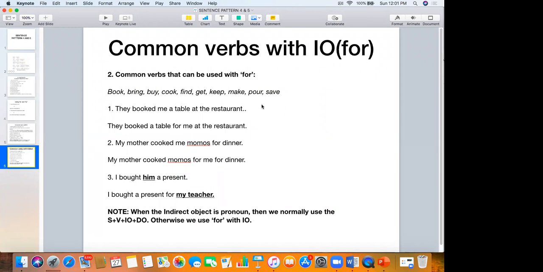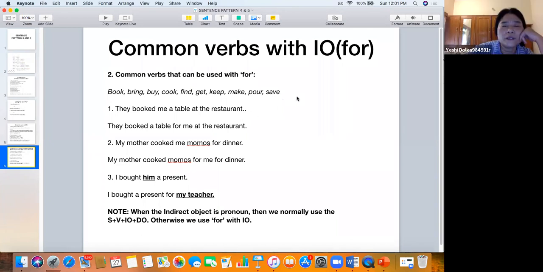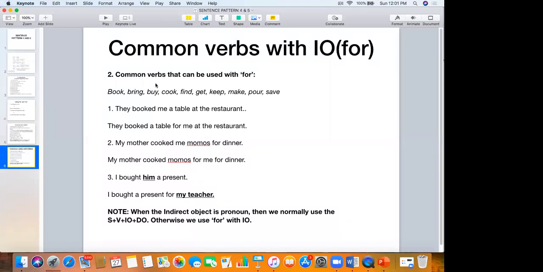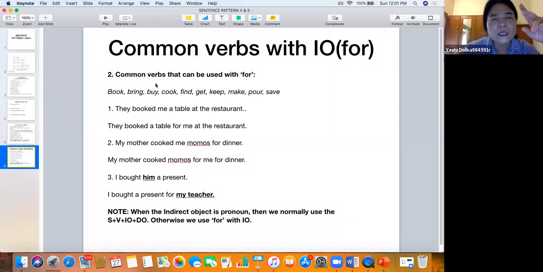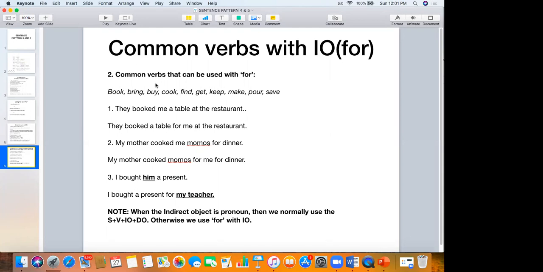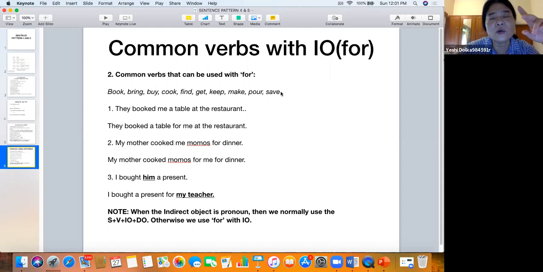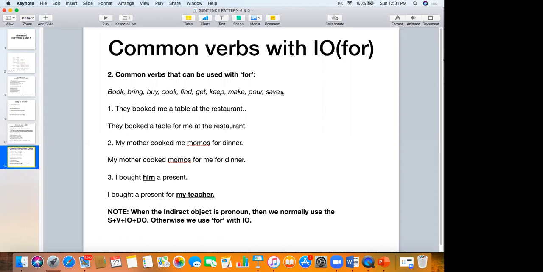I bought a ball for my brother. I bought my brother a ball. He saved for our nation. He saved our nation.